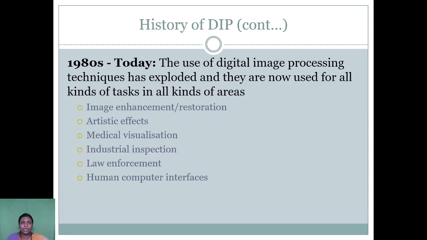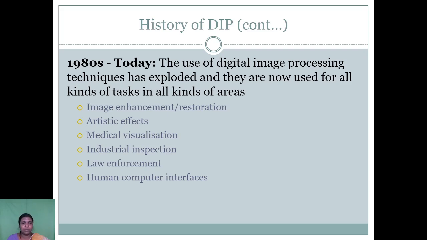And the next one, in the 1980s, the use of digital image processing techniques has exploded, and they are now used for all kinds of tasks in all kinds of areas. These are some of the areas. The first one is image enhancement and image restoration, where you get the enhanced image and restore the particular image. The next one is artistic effects, in movies and similar media. The third one is medical visualization.